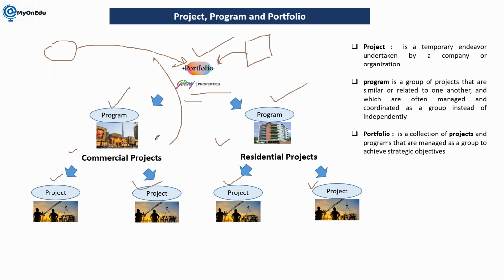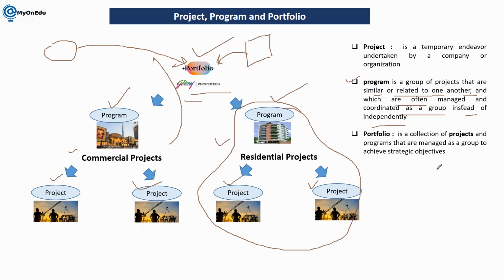Coming to the definitions, a project is a temporary endeavor undertaken by a company or an organization. A program, you can say, is a group of similar projects. A program is a group of projects that are similar or related to one another, which are often managed and coordinated as a group instead of independently. You can see the same example here. And a portfolio is a collection of projects and programs that are managed as a group to achieve strategic objectives. This line is very important.